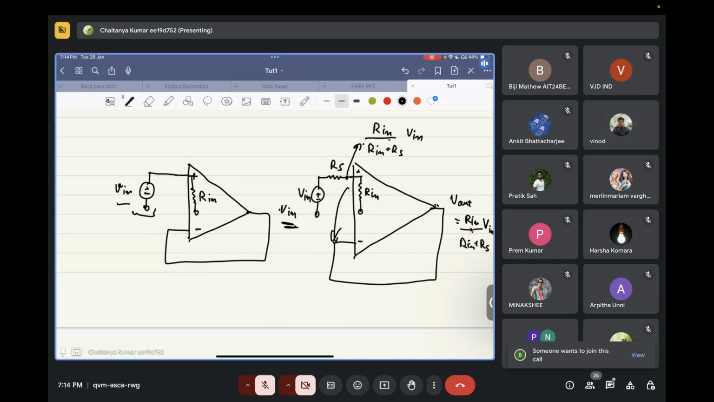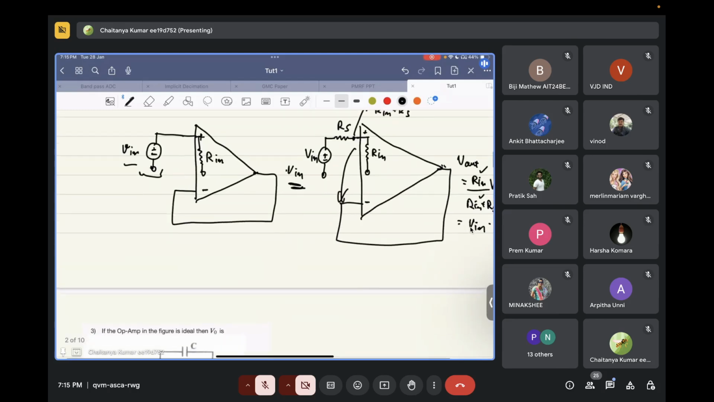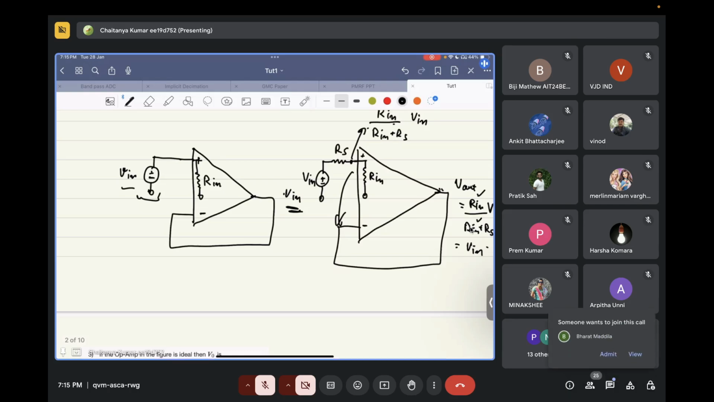So basically, whatever input voltage I gave, there was a voltage drop from input to the output because of non-infinite input impedance. If this Rin goes to infinity, in that case, what will happen? The limit will be infinity by infinity, and you will get the value as 1. So your Vout will be equal to Vin. This is why your input impedance should be infinite. Now, let's say I had a finite output impedance. In that case, what will happen? The same thing.